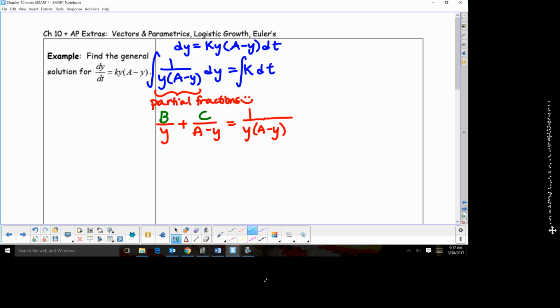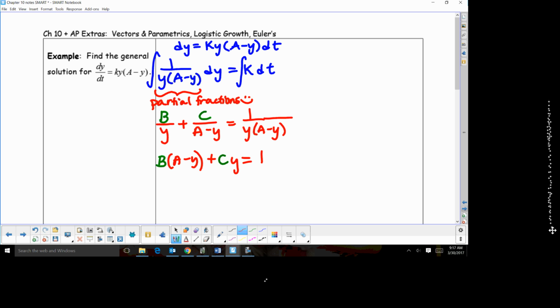Okay, what do I need to multiply top and bottom by for the first one? Okay, so I'm going to have that B times a minus y. And I'm basically getting rid of the denominators and setting the numerators equal again. Yes? Plus C times y equals 1.